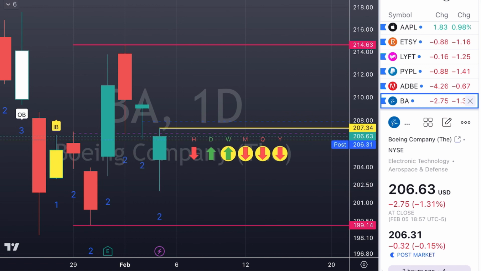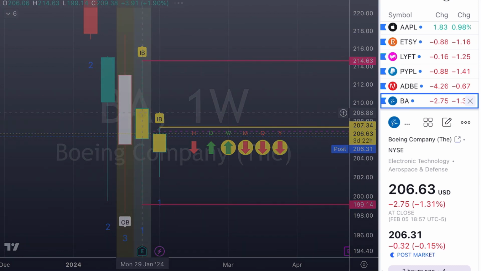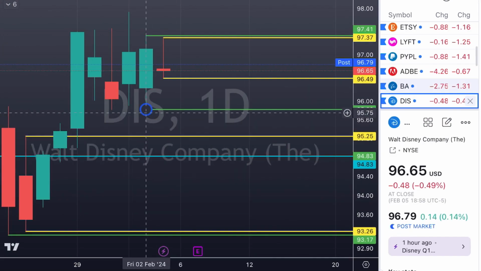BA, that's Boeing, 2 down, that finishes green. So 2 down, only breaks the low of the previous candle, finishes green, the buyers are bringing it back, but we are stuck on an inside bar on the weekly. I know that because I have that yellow circle, and I haven't broken out of these two pink lines, which tells me that's my trigger for the weekly. If you have questions on it, make sure you're asking.